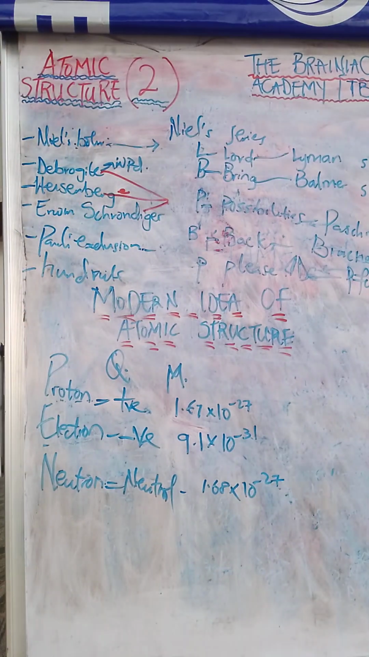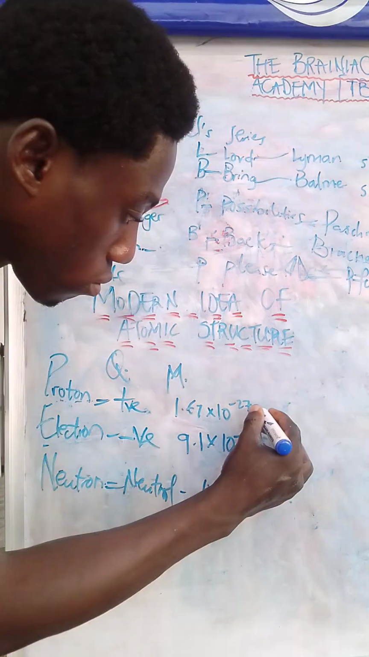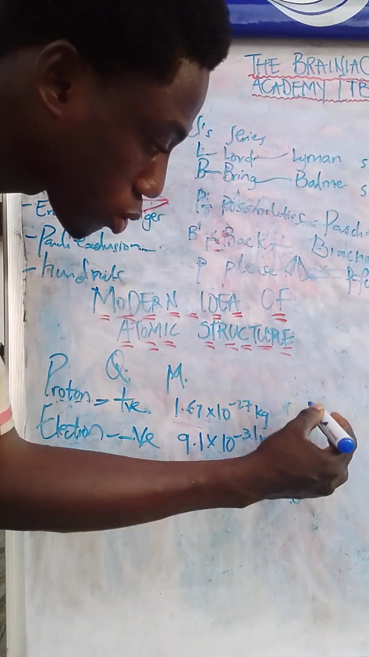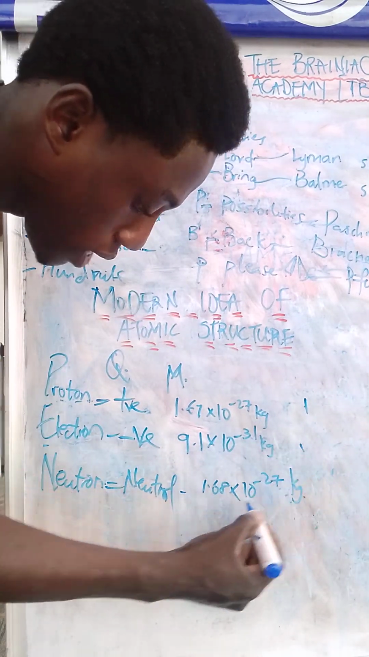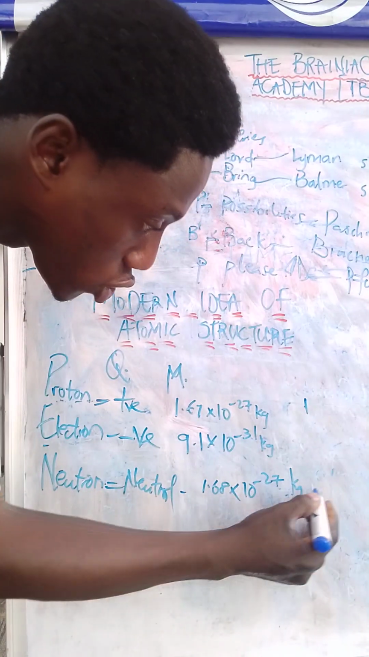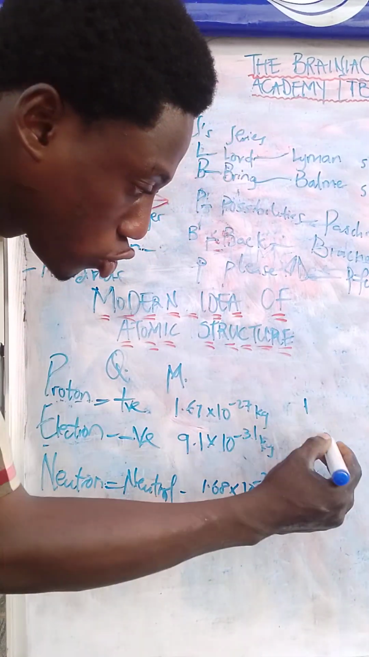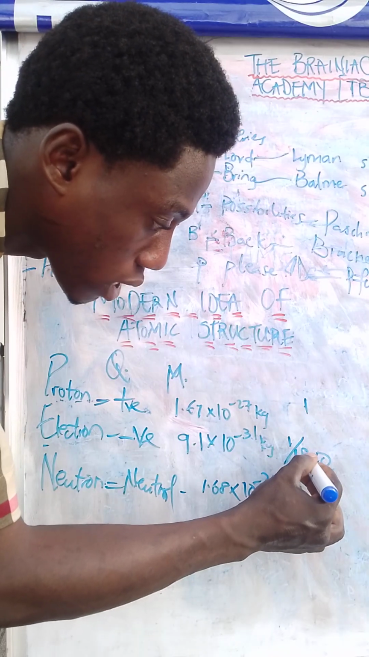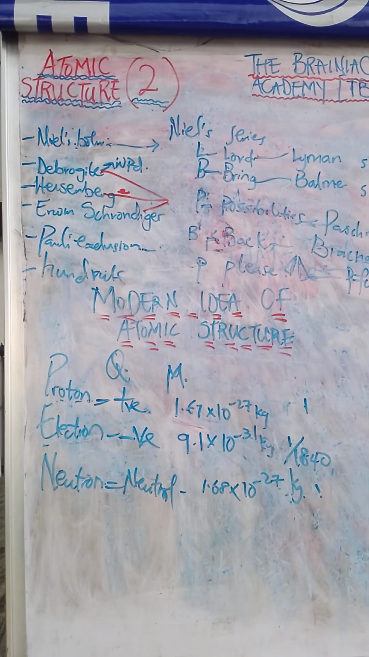Now what will be the relative mass? The relative mass is different from the actual mass. This is the actual mass in kilogram. The relative mass of proton is 1, and neutron is 1, but that of electron is not 1, it is rather 1/1840. Please take notes. I'm sorry that I'm trying to rush. Just take note of all these things.